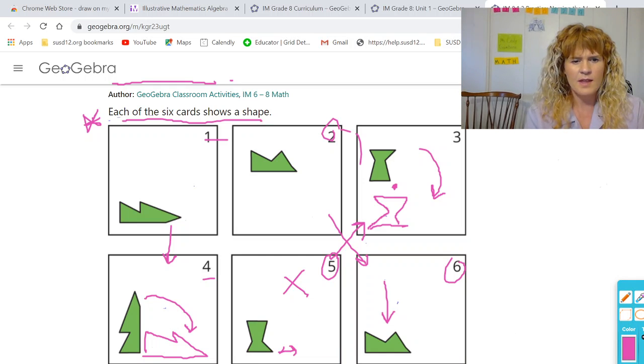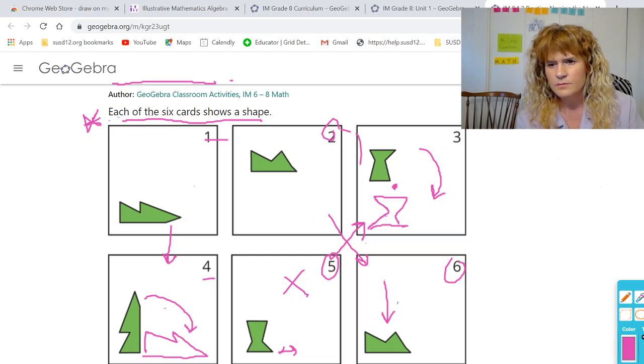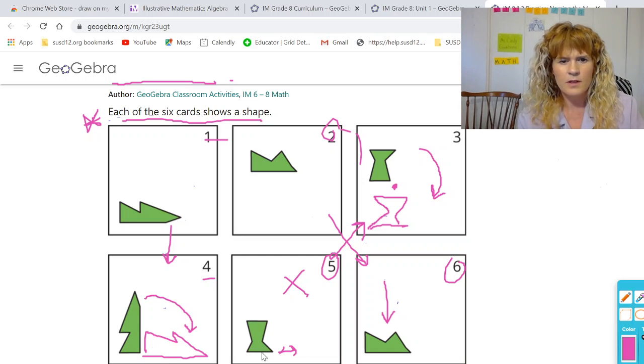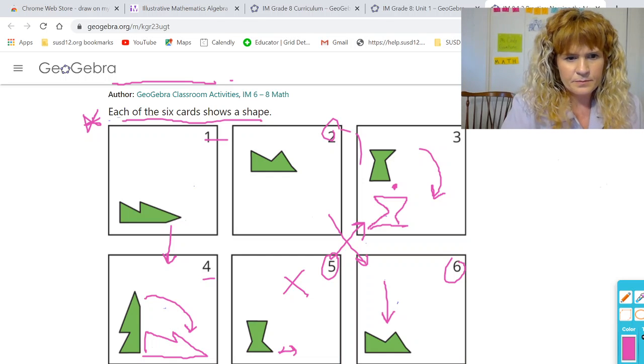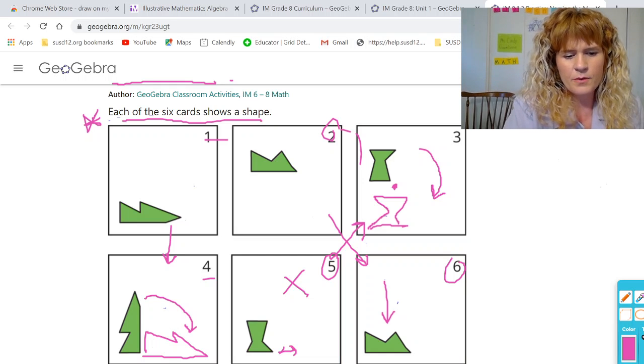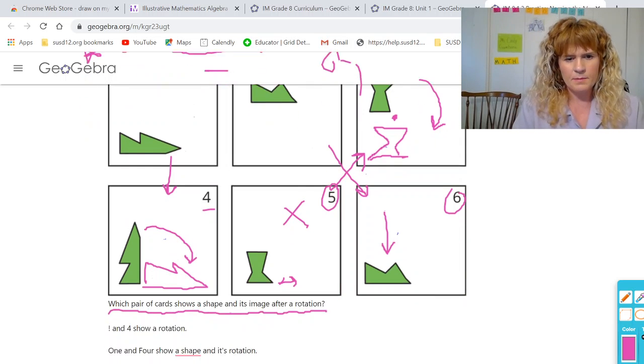Okay, let's type in our answer. It looks to me that 1 and 4 show a shape and its rotation. Let me write that in. 1 and 4 show a shape and its rotation. Let's keep going.